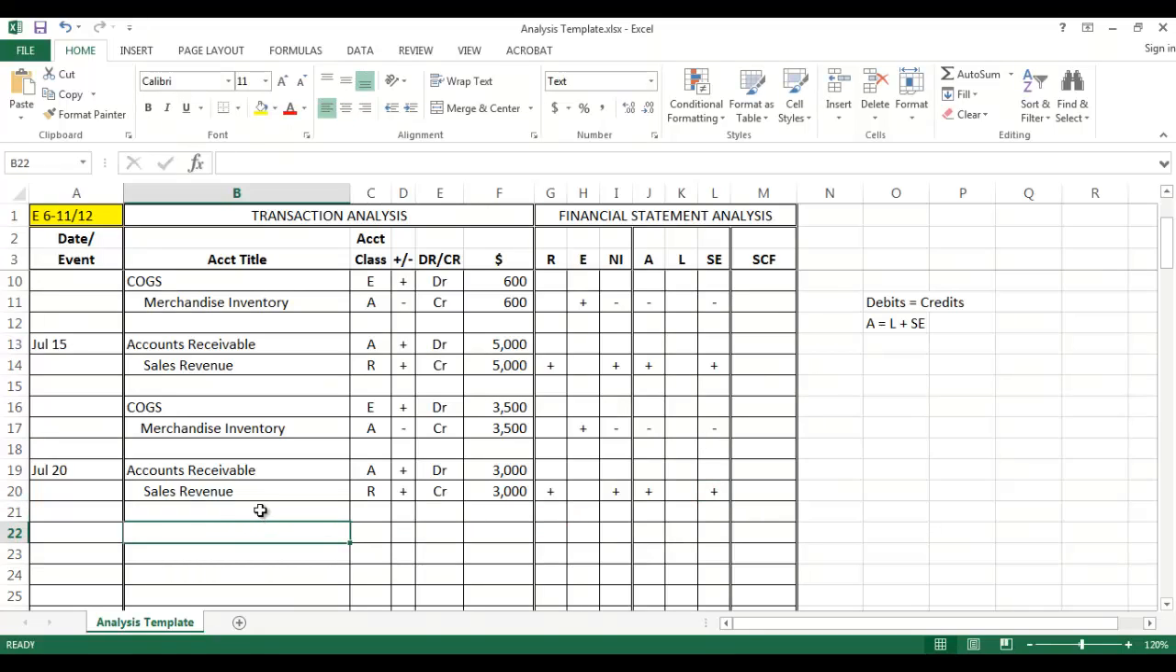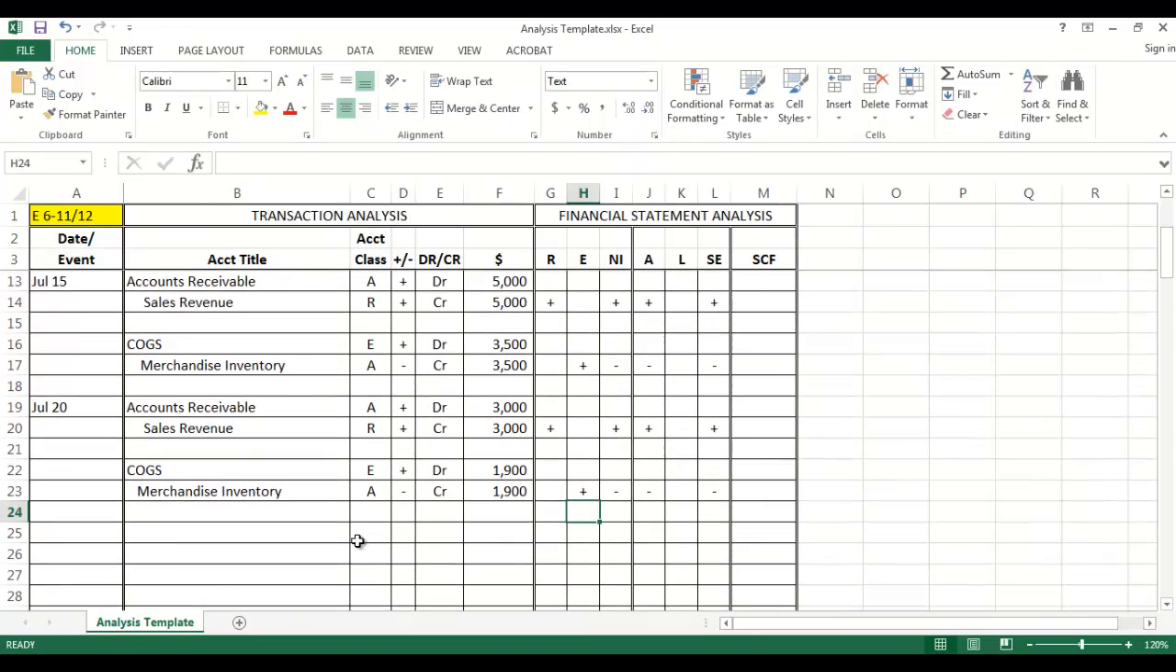I also need to update my inventory. So I'll record cost of goods sold, increase that account by the amount that the goods cost me, $1,900. And I want to decrease my inventory account by that same amount. Just want to make sure my inventory shows the current amount of goods available. Here my expenses increase, so my income decreases. Assets decrease, equity decrease.